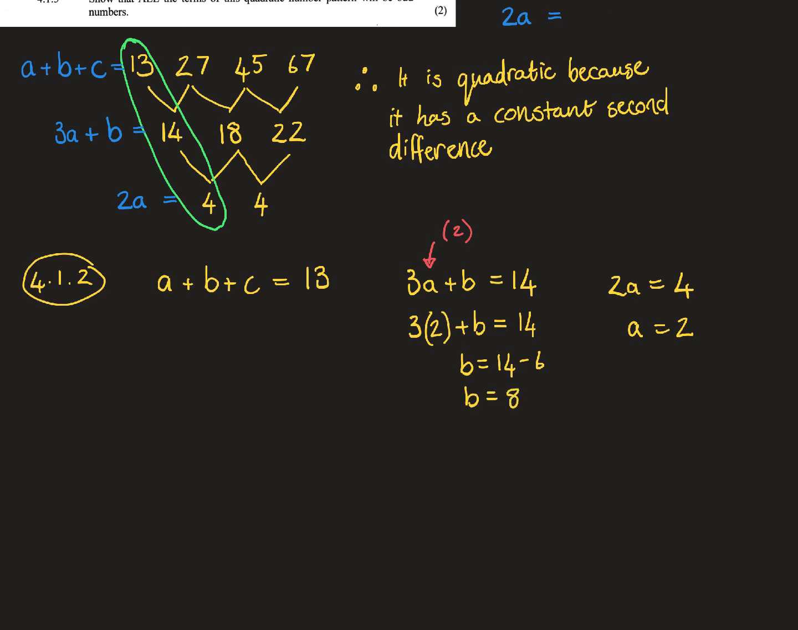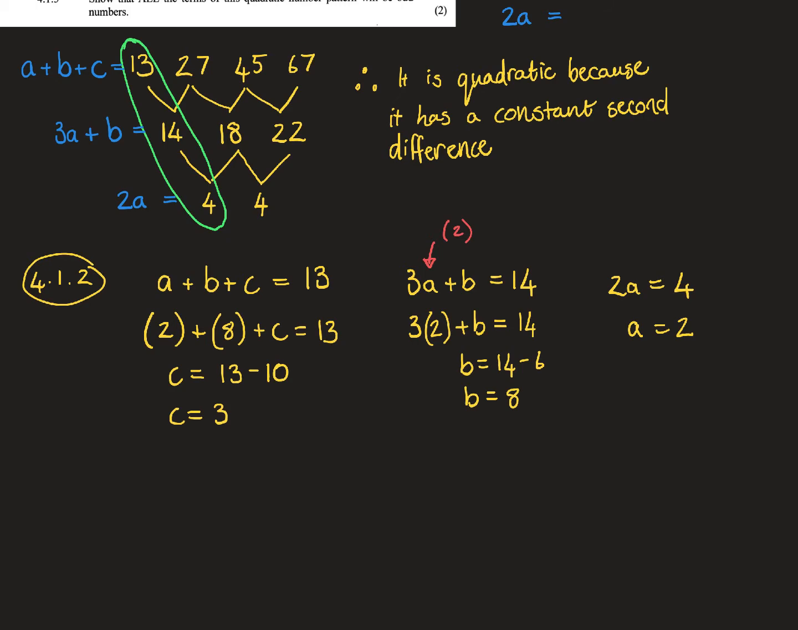And now that I've got that information, as well as a being equal to 2, let's substitute both of those in. a is 2, plus b, which is 8, plus c equals 13, so that means c equals 13 minus 10, which means c equals 3.